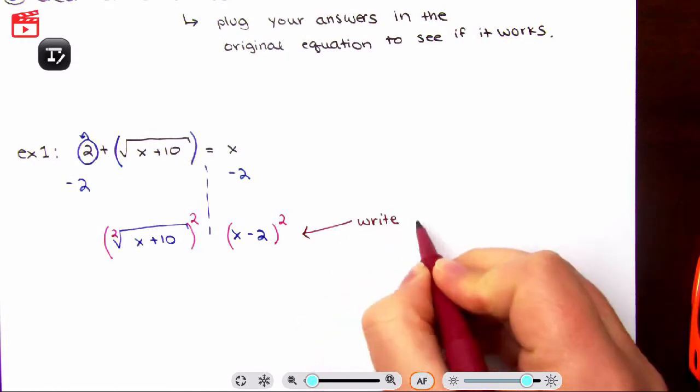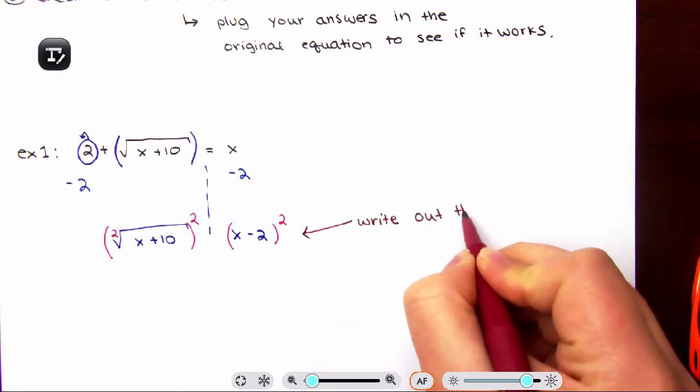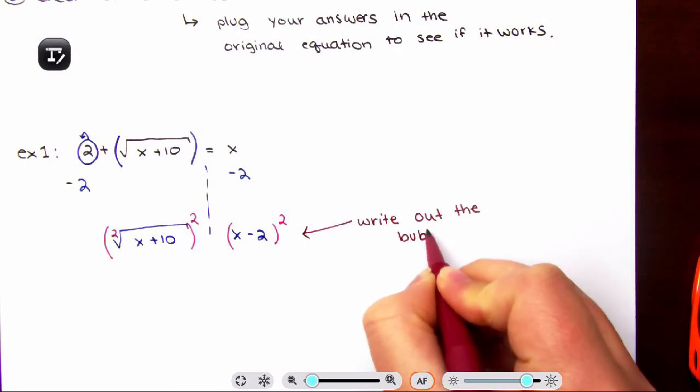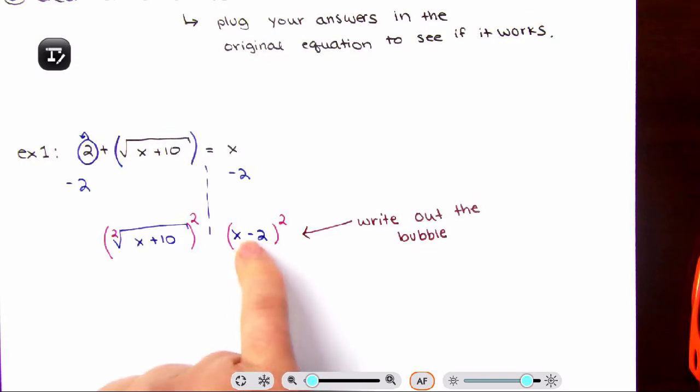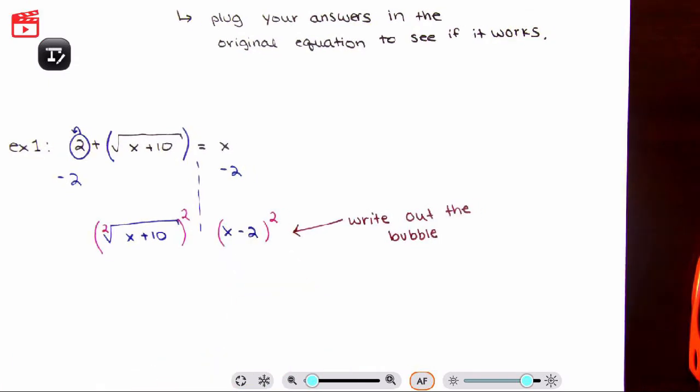I'm going to say write out the bubbles, because you cannot unofficially distribute that 2 to x as the exponent. Because of this pesky minus, remember, multiplication is king. This is not multiplication. You cannot do what you want to do. You want to FOIL in that 2, you can't. You have to write out the bubble. And it's easy to write out the bubble.